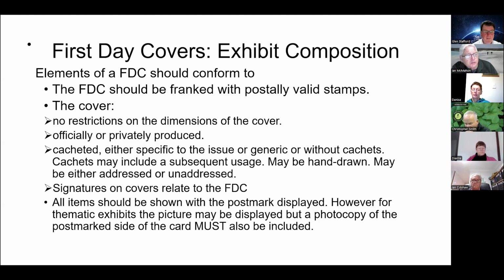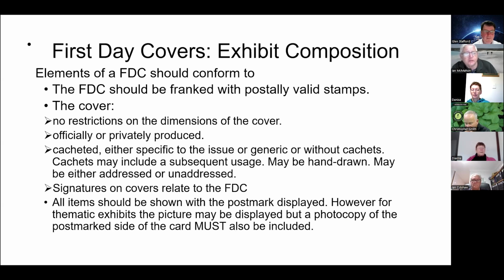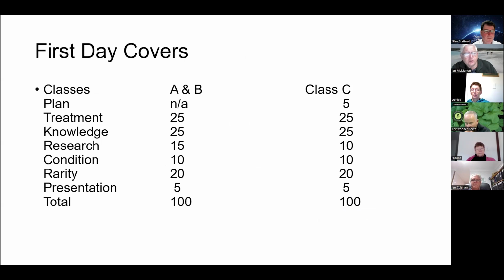Signatures, as in autographs, are welcome in this class on the first day cover, but they must relate to the stamps or the cover, or they have to have some sort of relevance to the cover that you're showing. And all items should be shown with the postmark displayed, but if you're doing thematic exhibits, you can just show a photocopy of the postmark side of the card if you've got a picture on the back that you're using as your thematic, part of your thematic story. That's actually a précis of the various details that are in the rules. And as I said, if you are judging it or going to exhibit in the class, you do need to consult the rules more carefully.